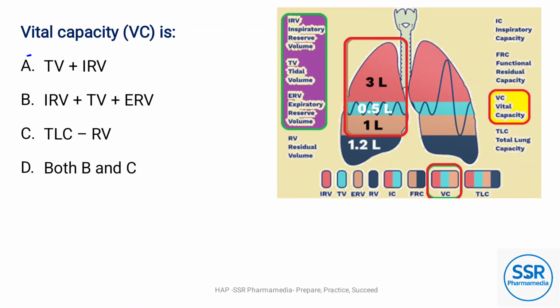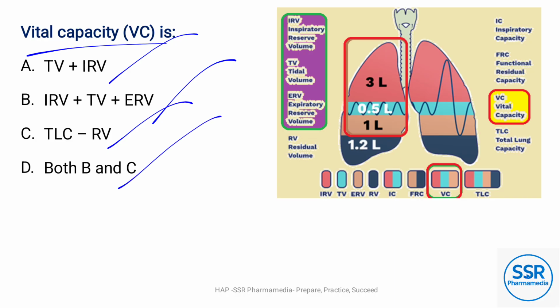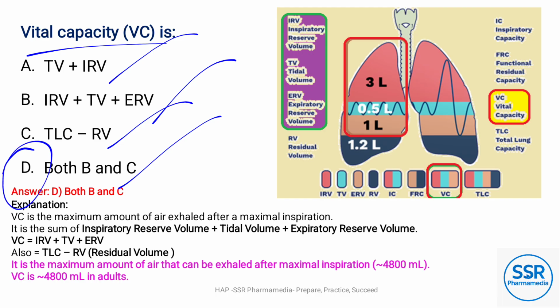Next, vital capacity is: option A, tidal volume plus inspiratory reserve volume. Option B, inspiratory reserve volume plus tidal volume plus expiratory reserve volume. Option C, total lung capacity minus residual volume. Option D, both B and C. So the answer is option D, both B and C.